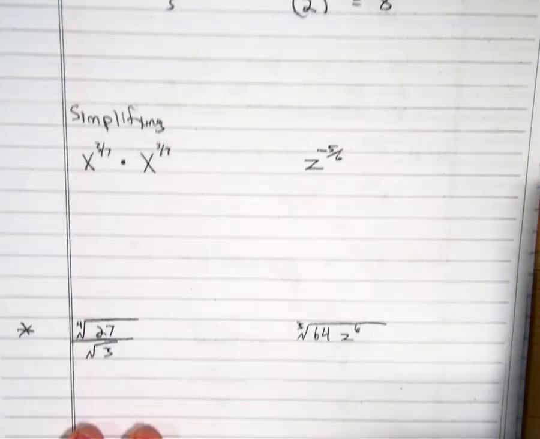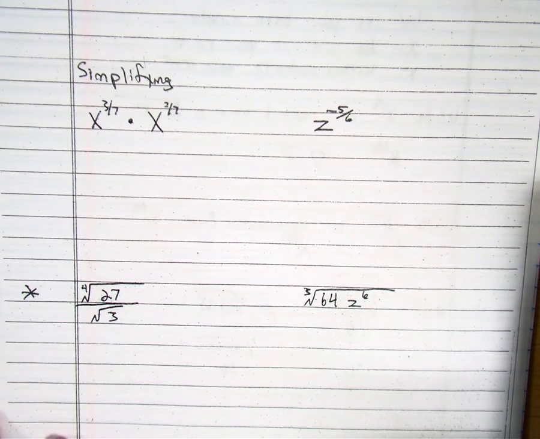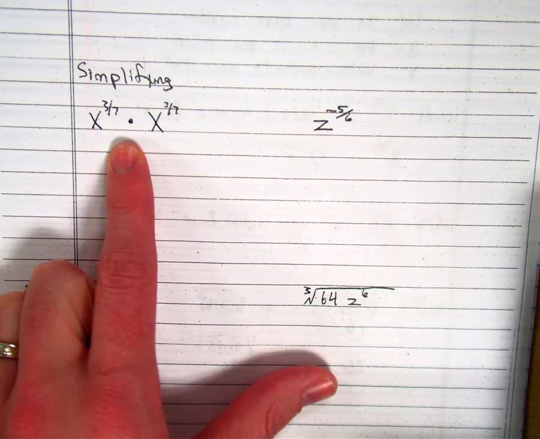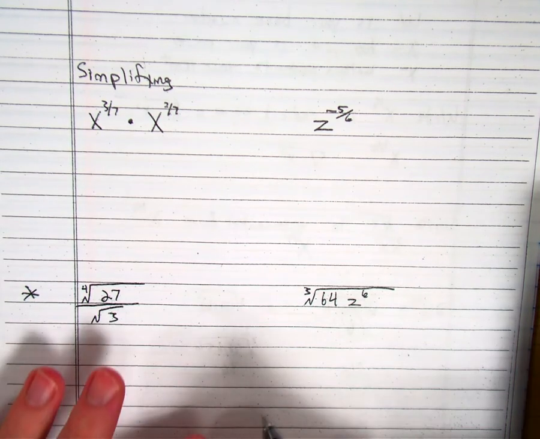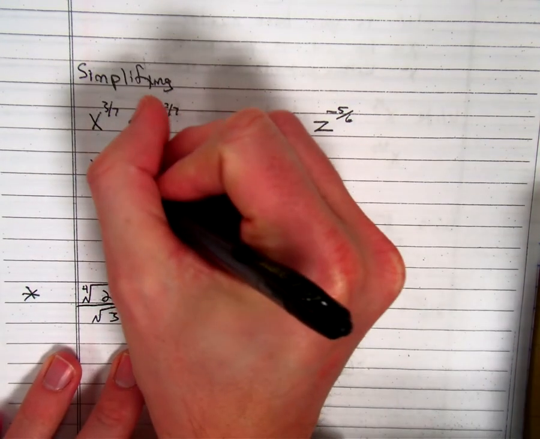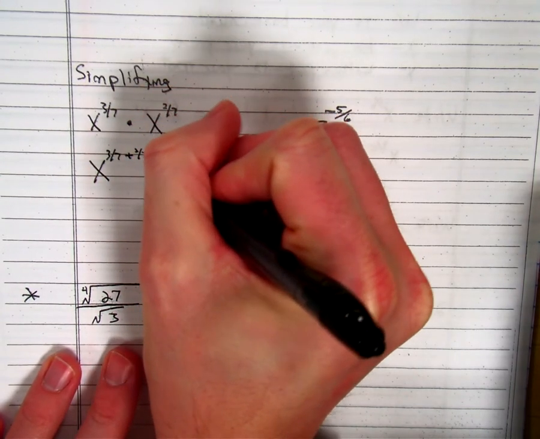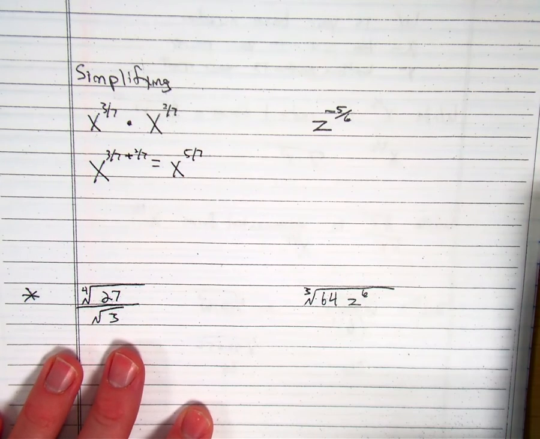All right, simplifying with powers. X to the 3/7 times x to the 2/7. When we're multiplying, we get to add exponents. So this is going to be 3/7 plus 2/7 for x to the 5/7.